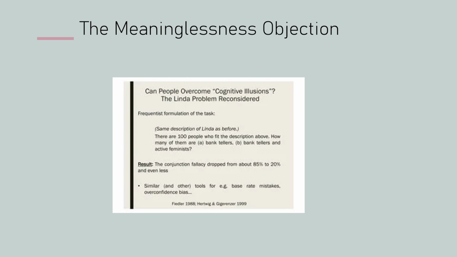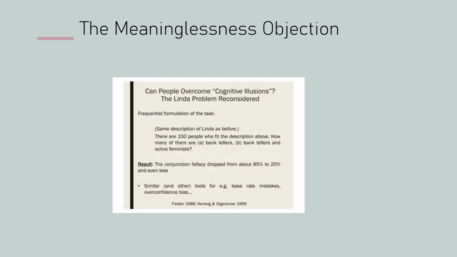Okay, so in the case of Linda, if we state the Linda problem in what's called a frequentist format, in other words, if you say there are 100 people who fit the description of Linda, how many of them are bank tellers, how many of them are bank tellers and active feminists, the conjunction fallacy drops from about 85% to 20% and even less. Similar results for other kinds of problems. So if you give people a format where they're trying to calculate the frequency, they will get the result more or less correct.